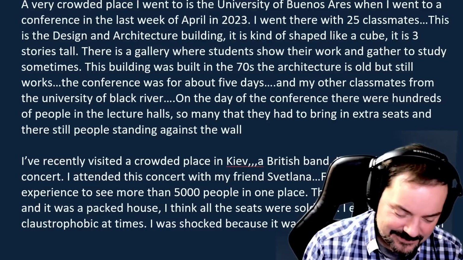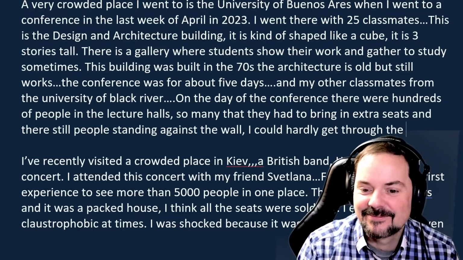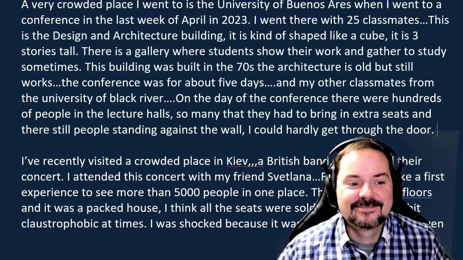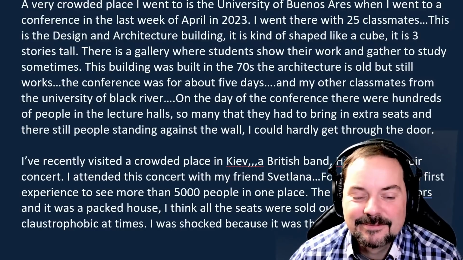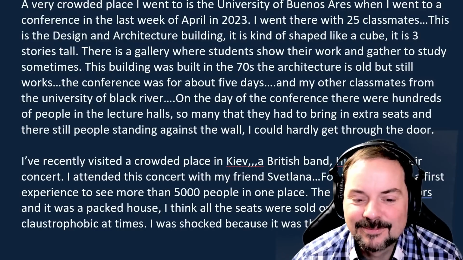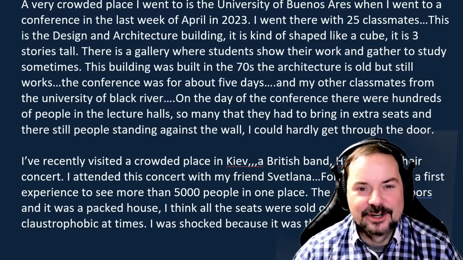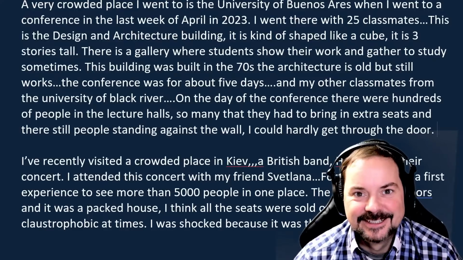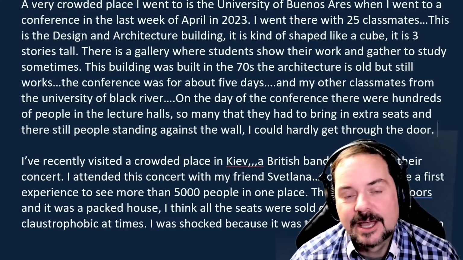On the day of the conference, there were hundreds of people in the lecture halls, so many that they had to bring in extra seats, and there's still people standing against the wall. I could hardly get through the door. Okay, so are you starting to feel crowded? Yeah. Good. That's what you want, right? That's what's going to get you that band 8, band 9.